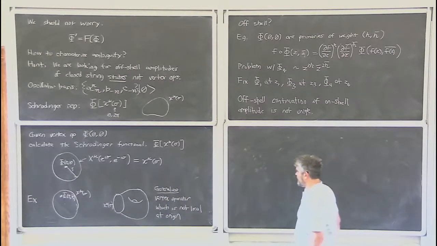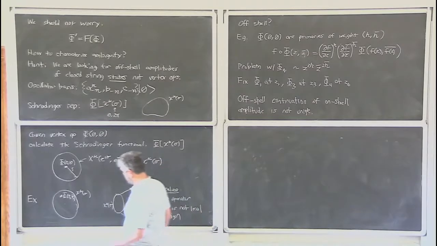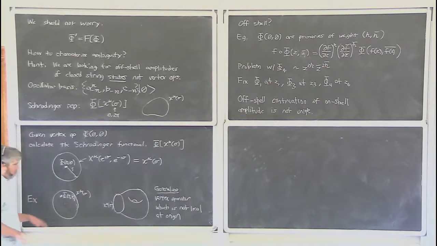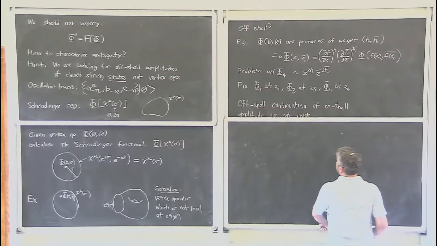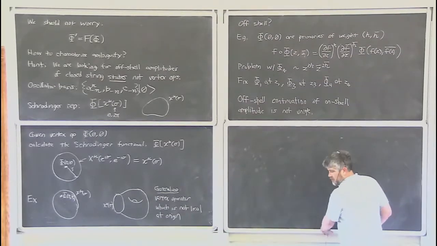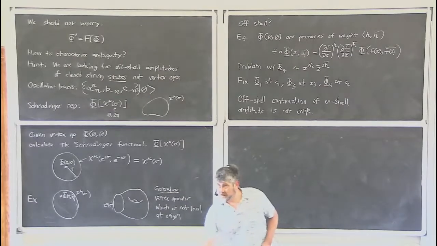Okay. So one can consider maybe some kind of non-local vertex operator for these states, but you don't have vertex operators in the way you normally think about in perturbative string theory.